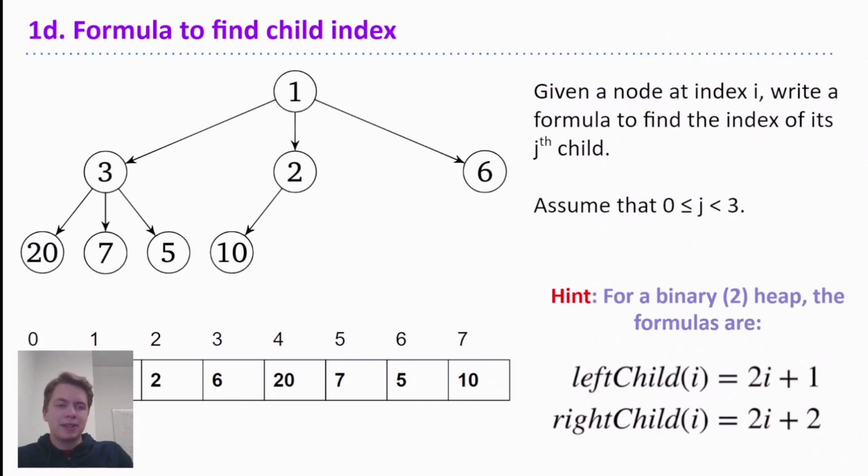And we can perform the same pattern matching for the other formula as well. So in our binary heap, if our left child was located at 2i plus 1, and our right child was located at 2i plus 2, what if we just replace these 2's with a 3?